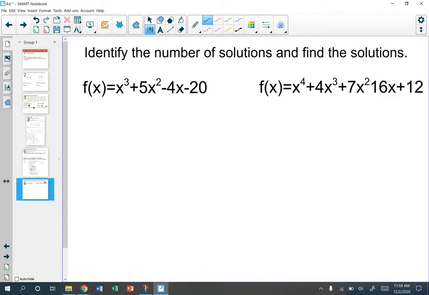Okay, so the very last thing here for today, the last two problems, identify the solutions and then find the solutions. So this first one, how many solutions are we going to have? Well, we look at the degree. It's degree 3, so we know we're going to have 3 solutions. So to find those, we need to solve, right? So we're going to set this equal to 0.